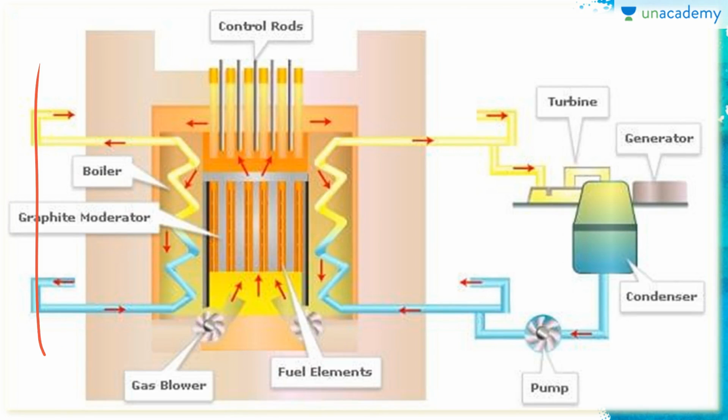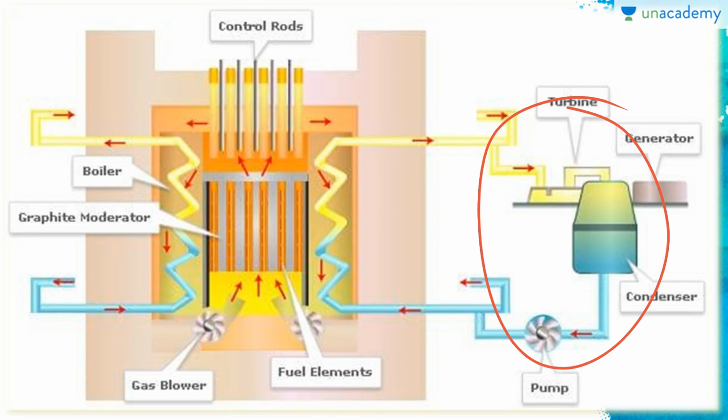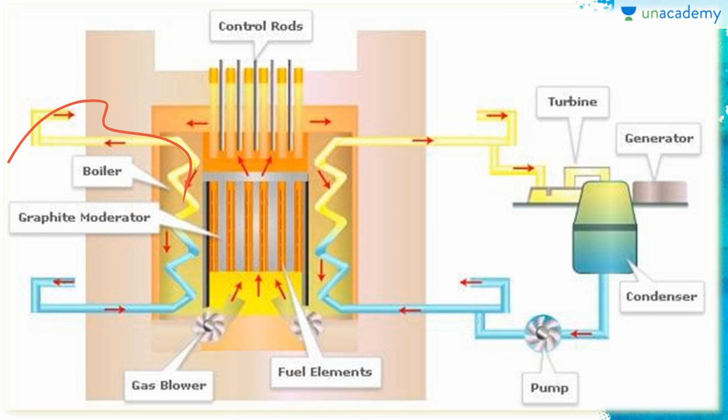So this is what the gas cooled reactor is. You can see here the turbine generator condenser. So this is how it acts as a boiler also. You can see the gas blower and the fuel elements passing over here to the control rods.